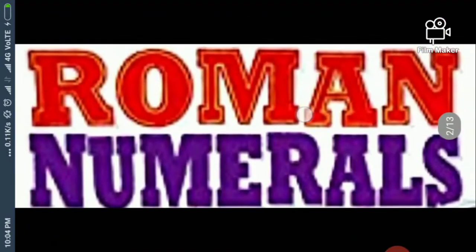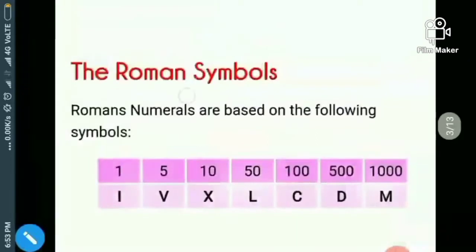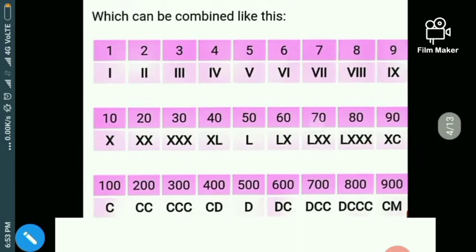Let's begin the topic. First we'll see the Roman symbols. Roman numerals are based on the following symbols. Here some basic symbols are given. You can see 1 is denoted by I, 5 is denoted by V, 10 is denoted by X, 50 is denoted by L, 100 is denoted by C, 500 is denoted by D, 1000 is denoted by M. So these are the basic symbols. So Roman numerals are based on these basic symbols.